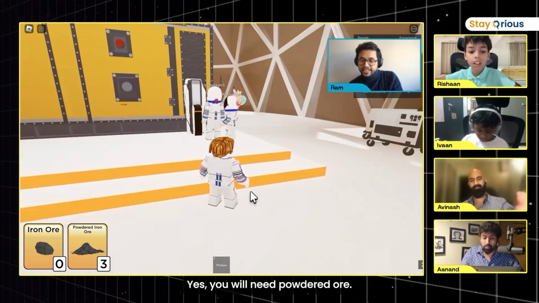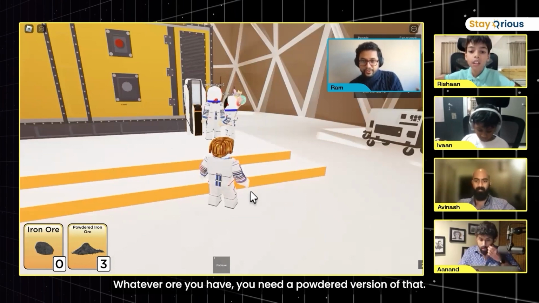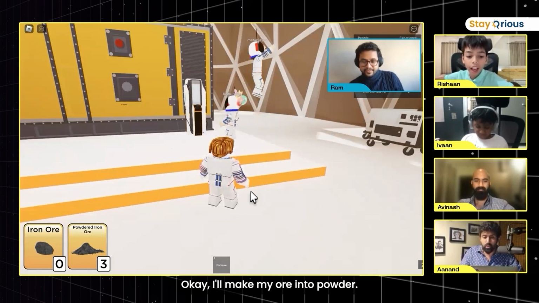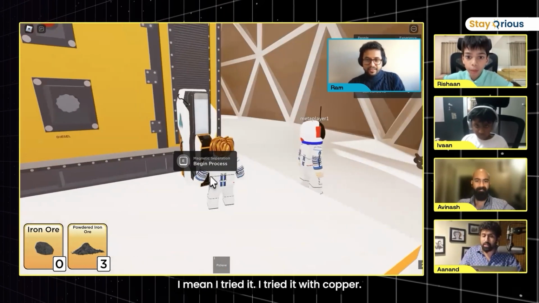Do you need powdered silver ore for that? No, you will need powdered ore. Whatever ore you have, you need a powdered version of that. Okay, I'll make my ore powdered, one second. I have to make it powdered. I tried it.